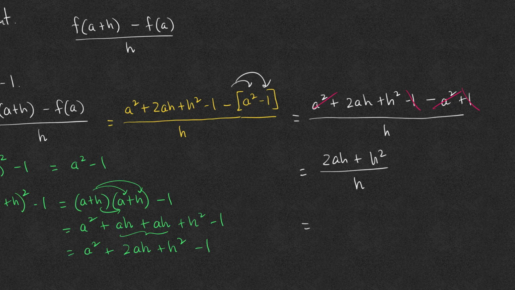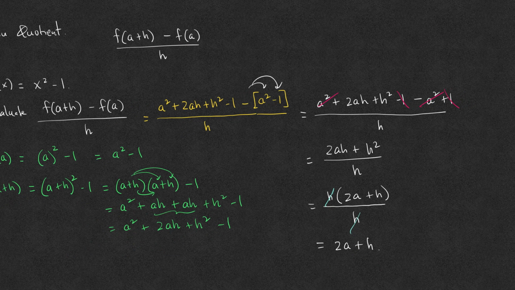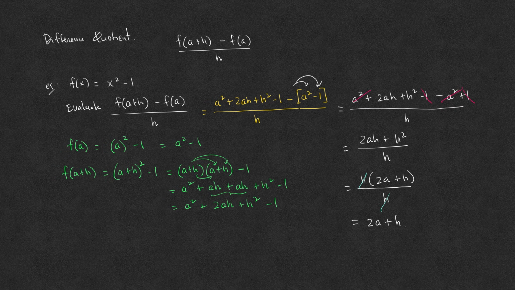We can't help but notice that there is a factor h in each term in the numerator. In the difference quotient, usually we only factor out h in the numerator. If we factor out h, we have 2a left for the first term and h for the second term. And the reason why we factor this out is because we can now simplify h. And so the final answer is 2a plus h. And this is the simplified expression of the difference quotient given the equation f of x equals x squared minus 1.